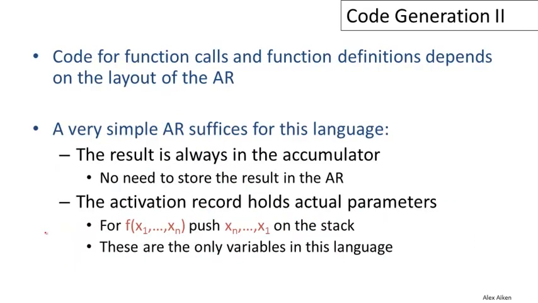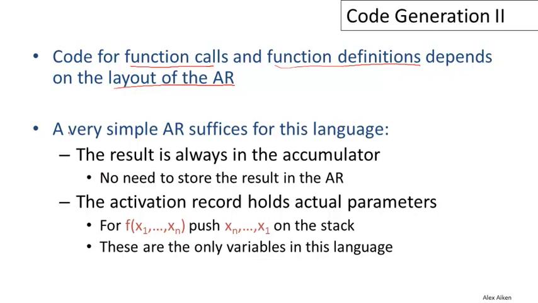The main issue in designing the code generation for function calls and function definitions is that both of these will depend intimately on the layout of the activation record. So really, code generation for function calls, code generation for function definitions, and the layout of the activation record all need to be designed together. Now, for this particular language, a very simple activation record will be sufficient.